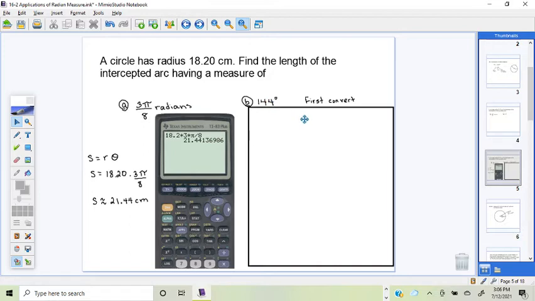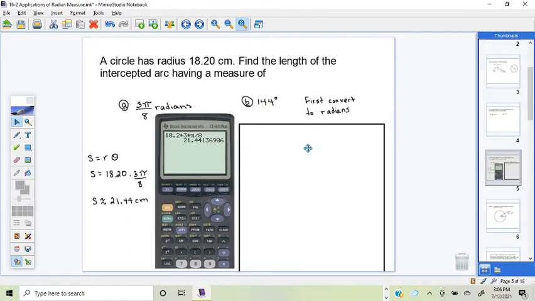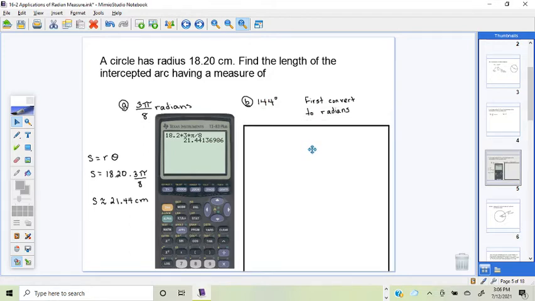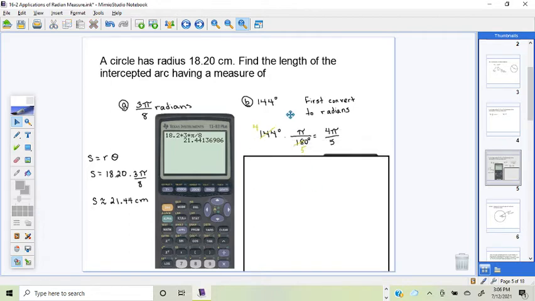Now, if you have 144 degrees, first you need to convert it to radians. And if you remember, that means multiply it times pi over 180. So we can do that. You can do that either by hand, recognizing that there is a common factor in there, or you could do this in any other way that you wanted to.